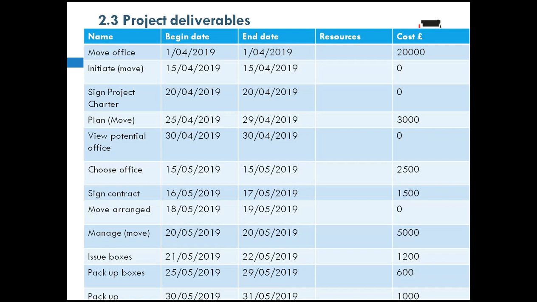What happens? The next phase is to sign the project charter that you have actually agreed to move. And dates are attached to that. Then you do actual planning of the move. The planning could take between 25th to 29th of April. And that is going to cost you about 3,000 doing the planning.